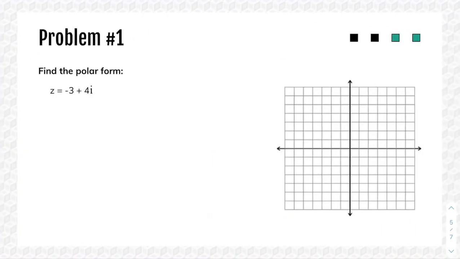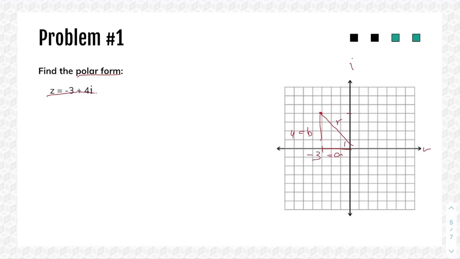Now continuing on to our first problem, we are given the rectangular form and we need to convert it to a polar form. Let's quickly graph it. Our real value is -3, and our imaginary number is right here at 4. So there is our point. We're going to be creating a little triangle for reference. With b and a, we know that b is equal to 4 and that a is equal to -3.